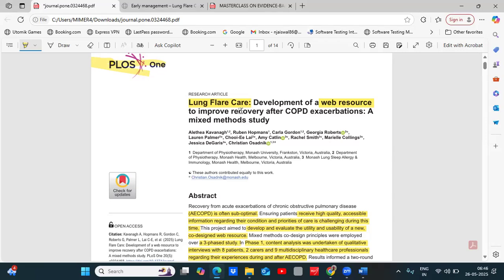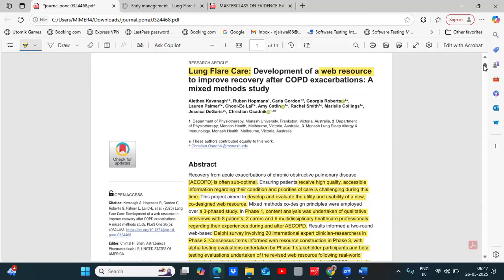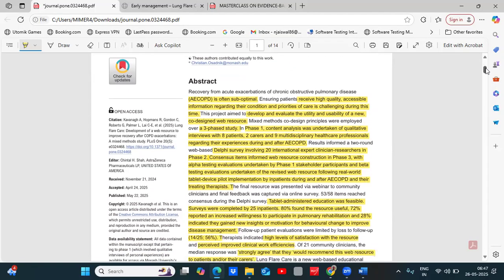Here, these researchers have developed a web-based instrument. It is a patient education instrument, and the name of that web resource is Lung Flare Care. It has been conducted in Australia, at the Department of Physiotherapy, Monash University, Frankston, Victoria, and the Department of Physiotherapy, Monash Health, Melbourne, Victoria, Australia. So let's go quickly through the abstract.